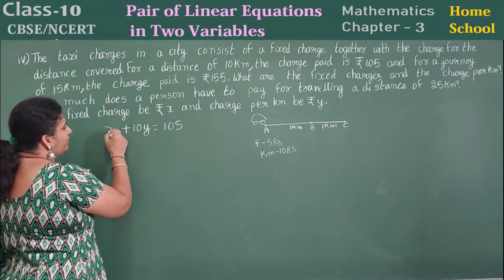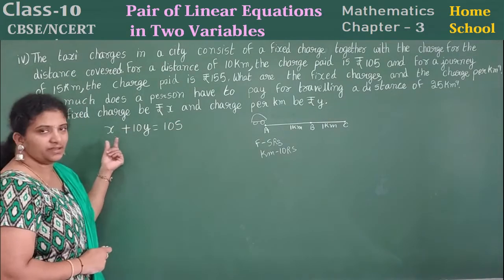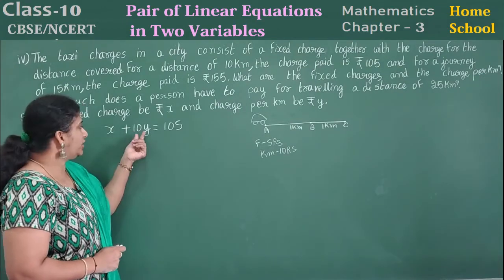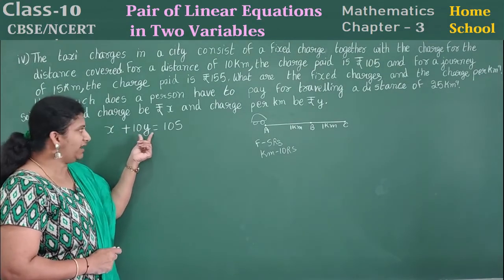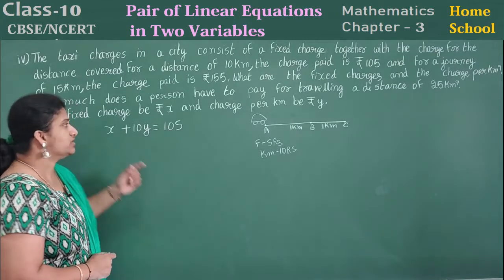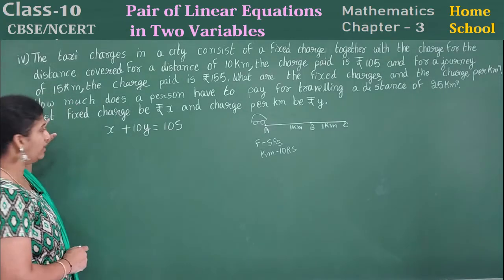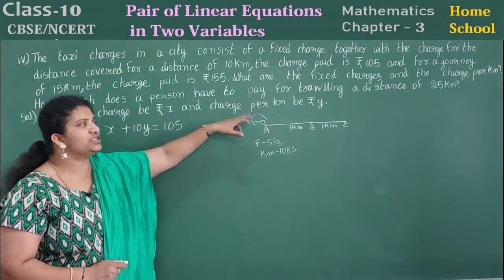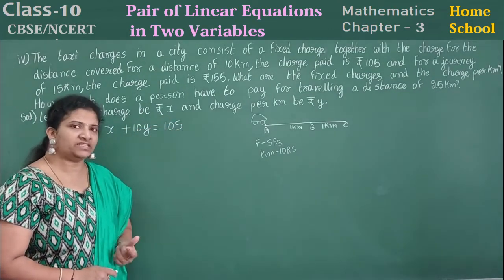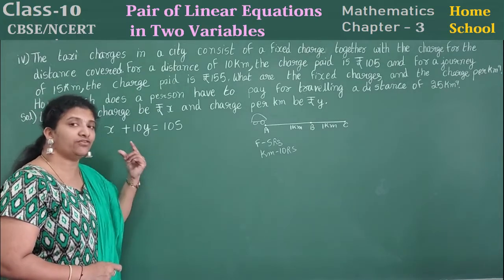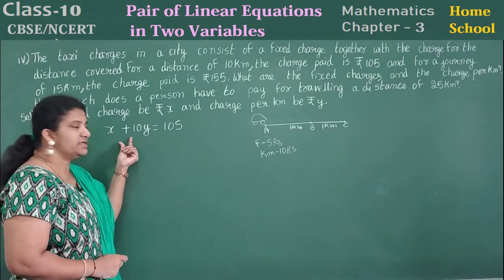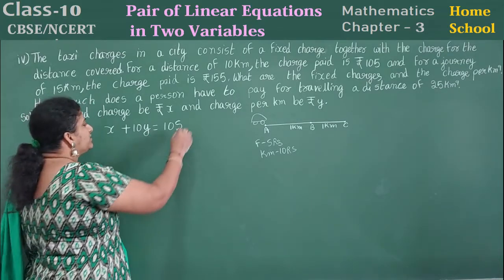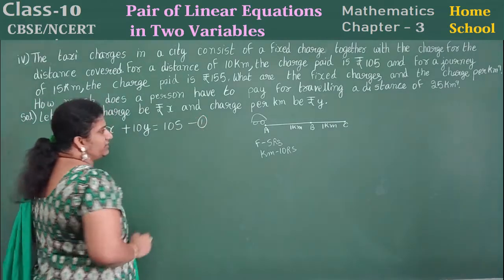So you need to take a fixed amount, right? x plus 10 kilometers. For every kilometer, how much, we don't know. So 10 kilometers means 10y is equal to 105. So read the first sentence that I have written here. Let the fixed charge be rupees x and the charge per kilometer be rupees y. That is, how can you frame the equation? x plus 10y is equal to 105. Mark this as the first equation.